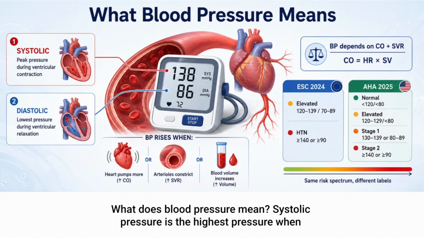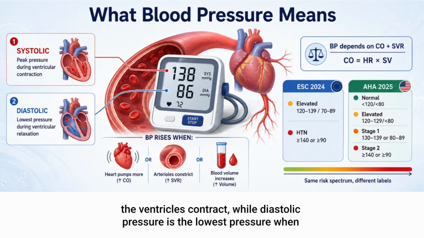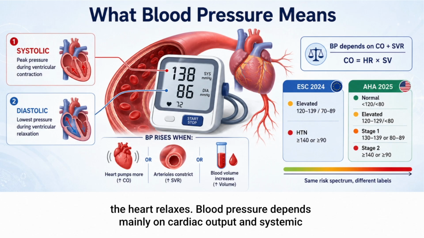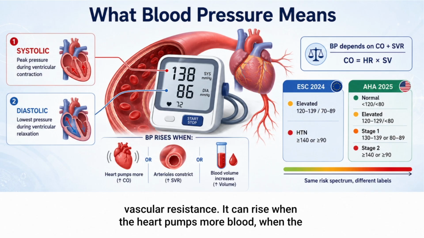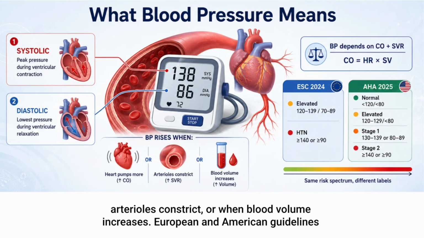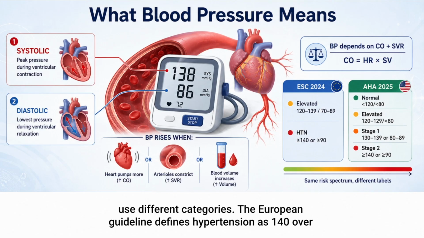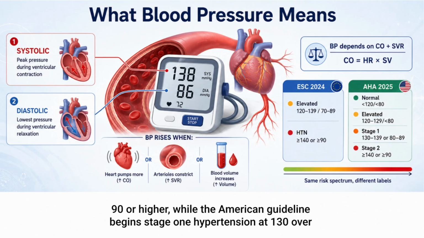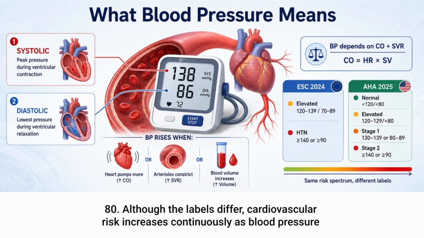What does blood pressure mean? Systolic pressure is the highest pressure when the ventricles contract, while diastolic pressure is the lowest pressure when the heart relaxes. Blood pressure depends mainly on cardiac output and systemic vascular resistance. It can rise when the heart pumps more blood, when the arterioles constrict, or when blood volume increases. European and American guidelines use different categories. The European guideline defines hypertension as 140/90 or higher, while the American guideline begins stage 1 hypertension at 130/80. Although the labels differ, cardiovascular risk increases continuously as blood pressure rises.